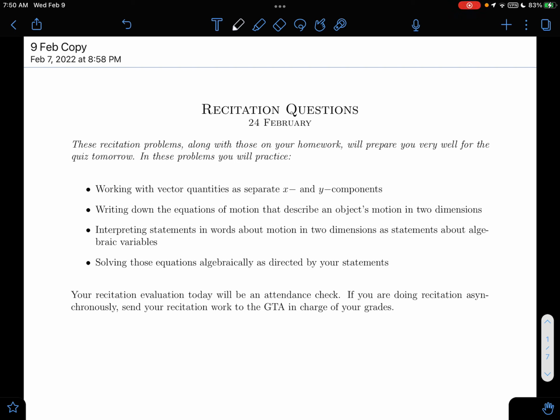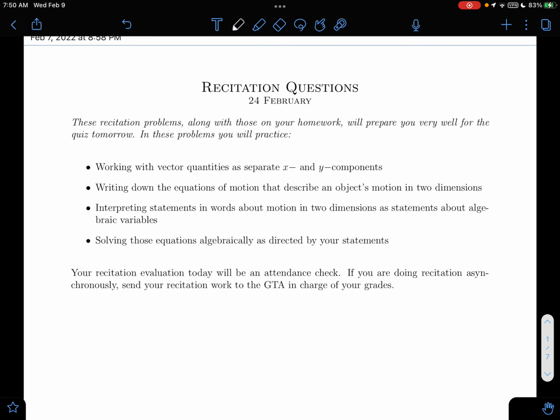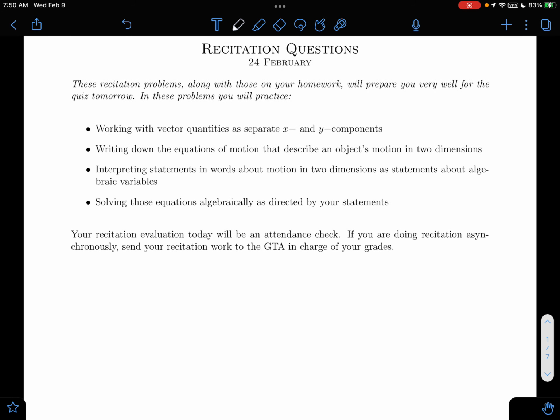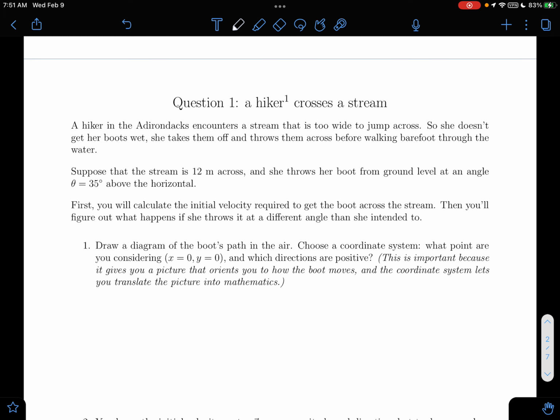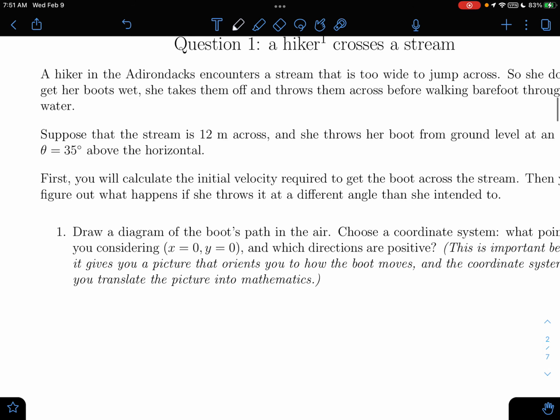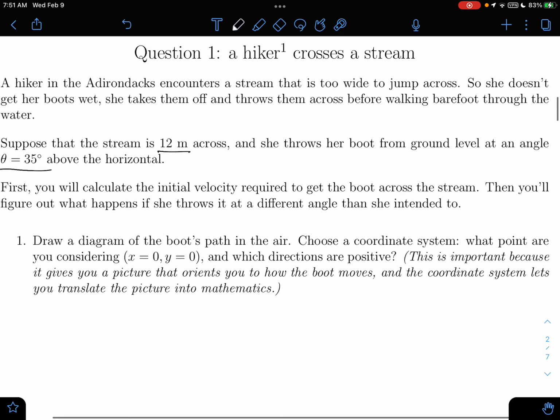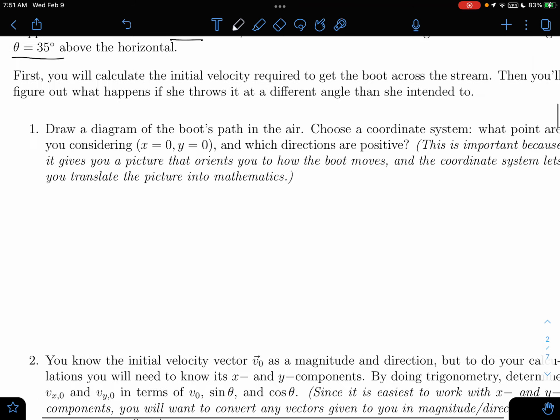Alrighty, y'all. Today we're taking a look at the recitation for February 9th. And for this one, we're going to be looking at describing 2D motion with X and Y components. So question 1, we have a hiker crossing a stream. We have some information about the stream, about our initial trajectory, and all this other stuff.